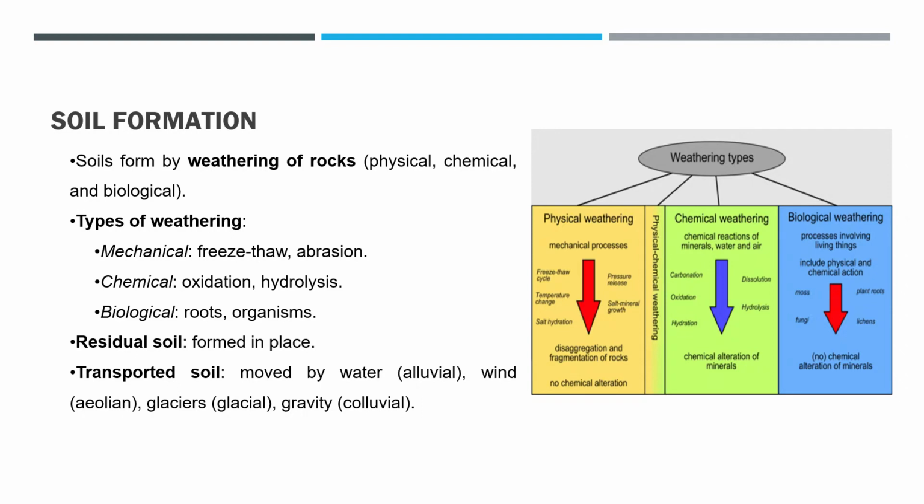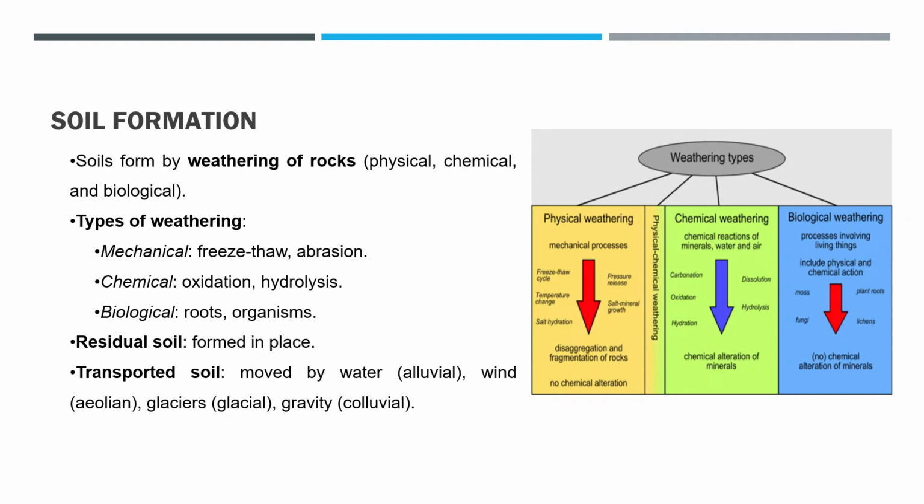The next one is chemical weathering. Here in chemical weathering, chemical reaction of minerals, water, and air takes place. The chemical processes include oxidation, hydrolysis, carbonation, hydration, and dissolution. All these chemical reactions may lead to chemical weathering. Here, chemical alteration of minerals takes place and soil is formed. So soil formed by these processes is termed chemical weathering.